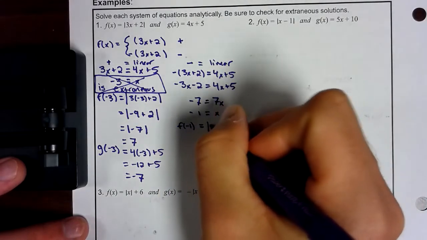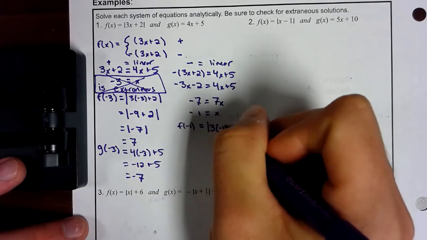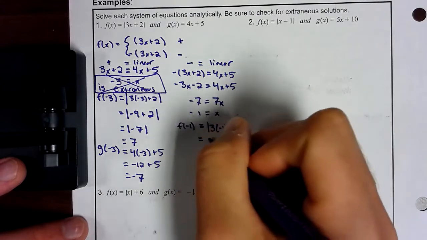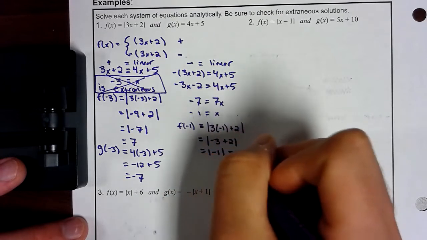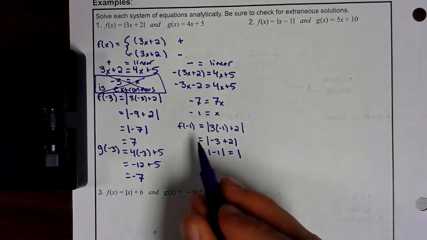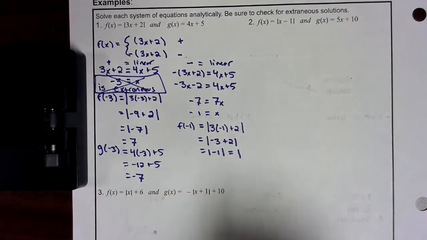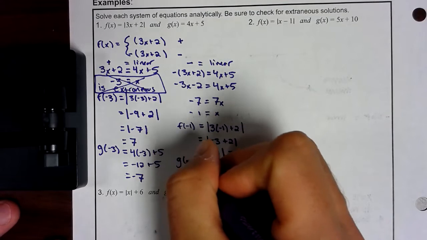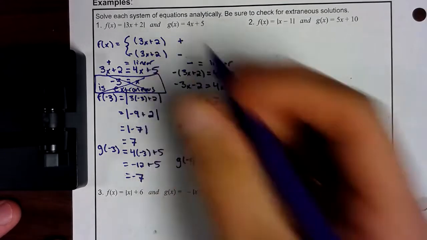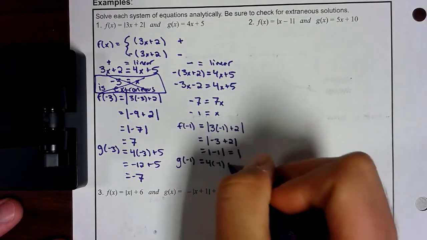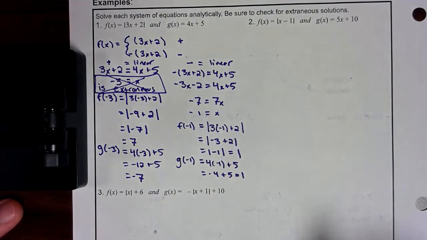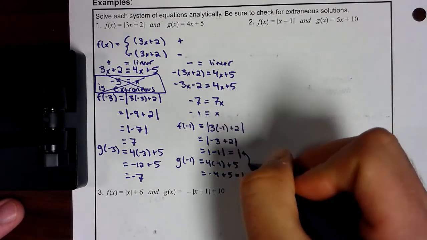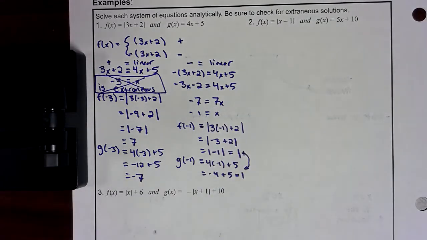So f of negative 1 is the absolute value of 3 times negative 1 plus 2. The absolute value of negative 3 plus 2, which is the absolute value of negative 1, which equals a positive 1. So f of negative 1, or when x is negative 1, we get y to be positive 1. g of negative 1 is 4 times negative 1 plus 5, which is negative 4 plus 5, which is a positive 1 as well. That's what we're looking for. We need these y values to be the same when I plug in the x value. That is confirmed, so this is a solution.